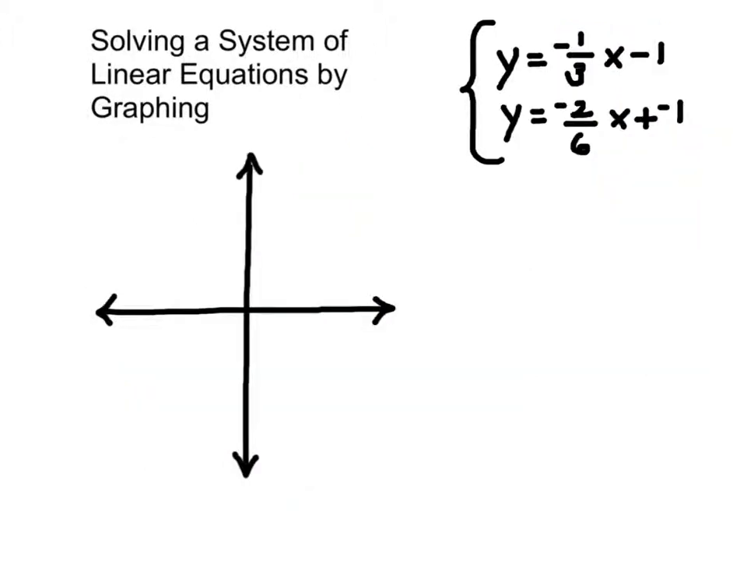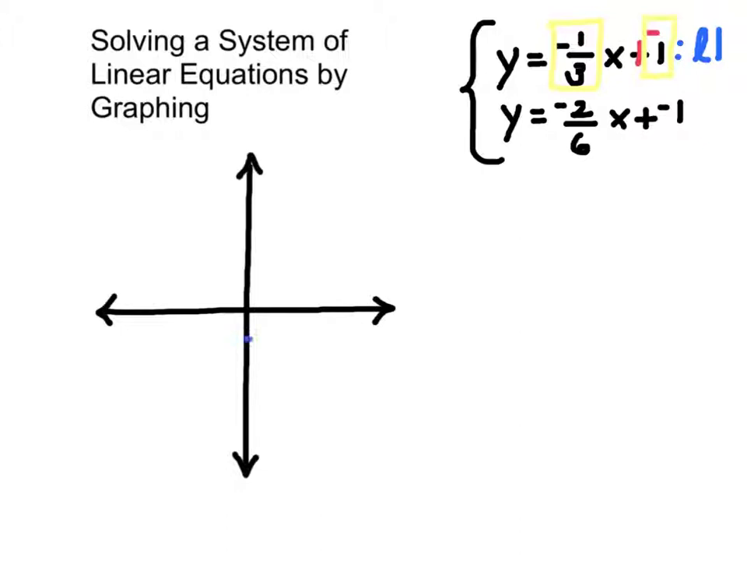This is our last example of solving a system of linear equations by graphing. Here's our system of linear equations. So we have two equations, and our first equation, we'll call it line 1. We're going to graph it. And this line has a slope of negative 1/3, and the y-intercept, well, if we change this to add the opposite, we can see that the y-intercept is negative 1.